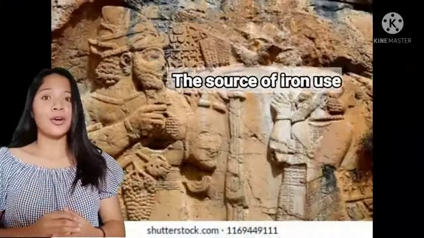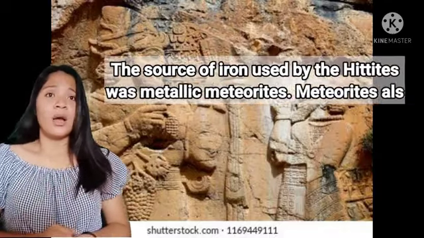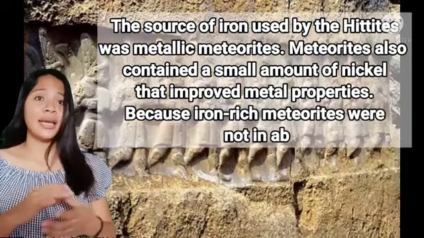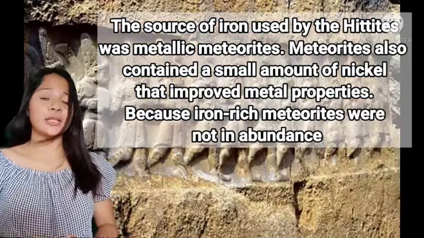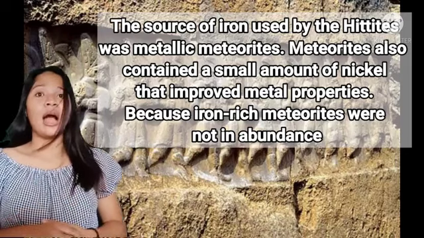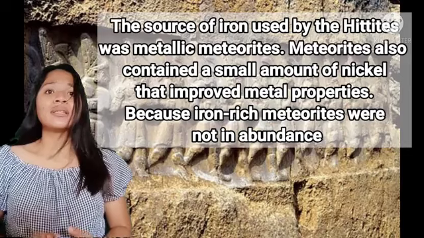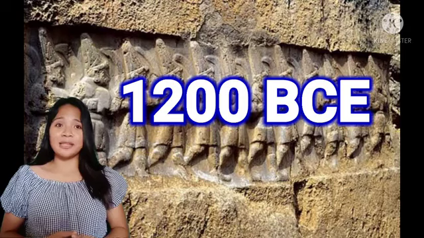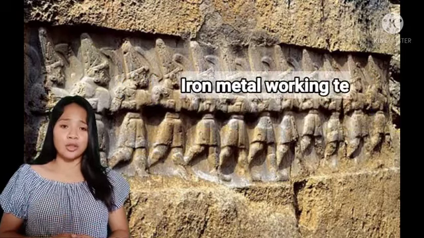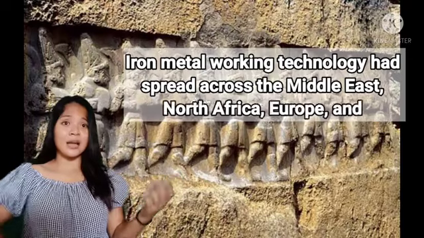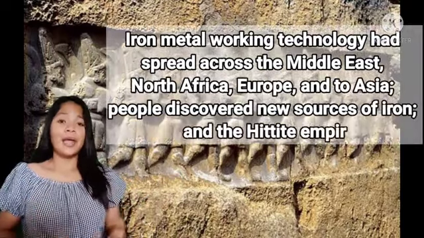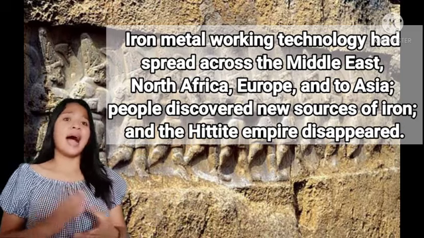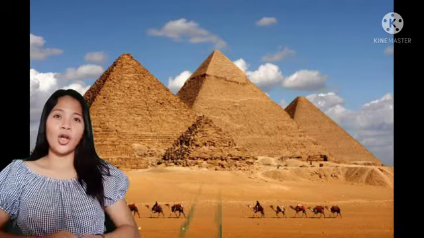The source of iron used by the Hittites was metallic meteorites. Meteorites also contain a small amount of nickel that improves metal properties. Because iron-rich meteorites were not in abundance, they were scarce. However, by 1200 BCE, iron metal working technology had spread across the Middle East, North Africa, Europe, and to Asia. People discovered new resources of iron and the Hittite Empire disappeared.